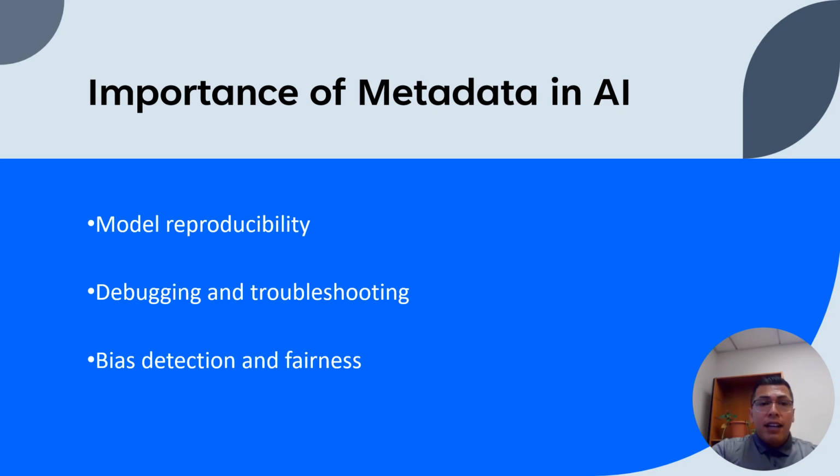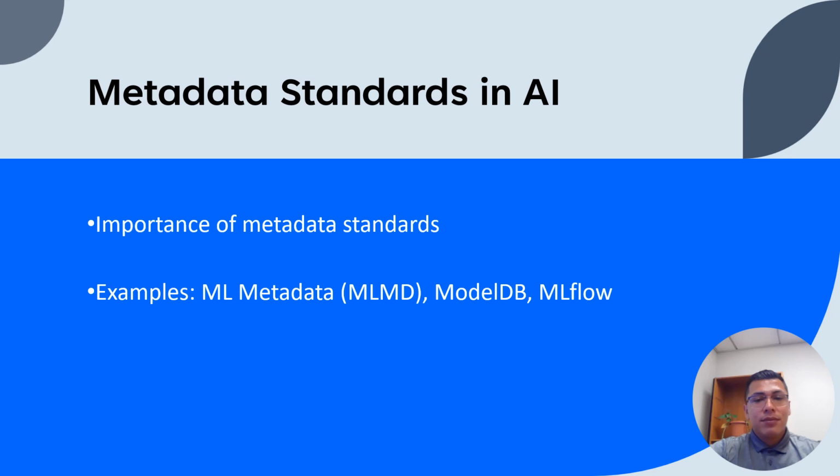As the field of AI continues to advance and become increasingly complex, the need for effective metadata management becomes increasingly important. In these next few slides, we will explore the various standards, tools, and platforms available for managing metadata in AI, as well as the challenges and future trends in this particular area. As we have seen, metadata plays a critical role in the development, deployment, and maintenance of AI systems. To ensure that metadata is effectively managed and utilized, it is essential to have metadata standards in place. Metadata standards provide a common language and framework for organizing, describing, and sharing metadata across different AI systems and platforms.